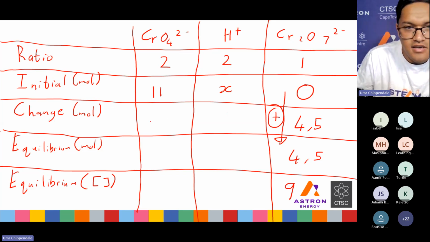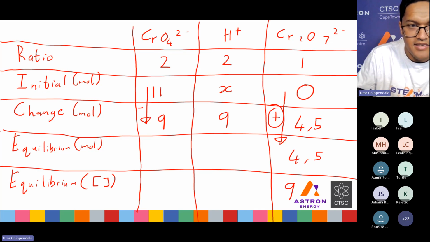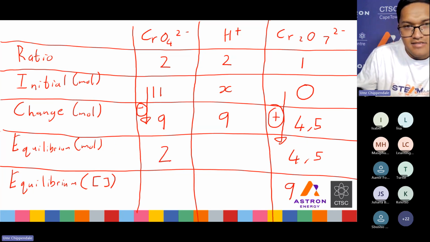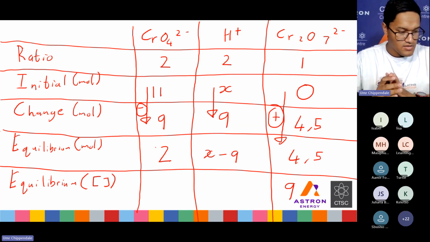So that will give us 9 as a change here. Here also, our 4.5 multiplied by 2 will give us 9 as a change here. So what we're going to do now is, because for our products we add downwards, for our reactants the opposite occurs. So you're going to minus downwards. So 11 minus 9 is going to give you a value of 2. And then x minus 9. We will just write that down like normal. X minus 9. You do not need to get all your values right now. We're going to eventually find it out.